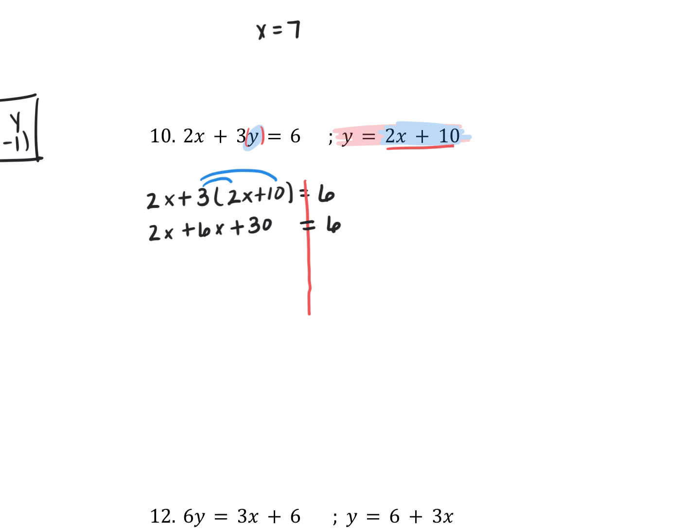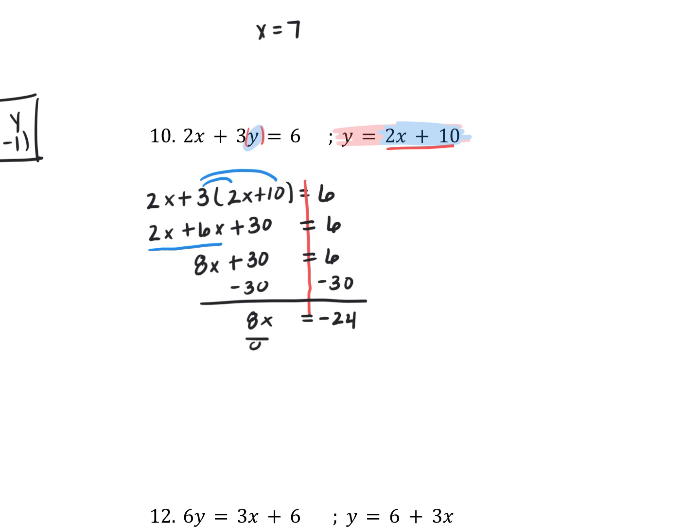So I'm just following it all the way through. When I look on my left side, I notice that I have a 2x and a 6x. Together, those make 8x. So I'm going to simplify those and say 8x. I still have plus 30 equals 6. I want to leave 8x for the last thing I move over. So I'm going to subtract 30, and I get 8x equals, this is going to be a -24.